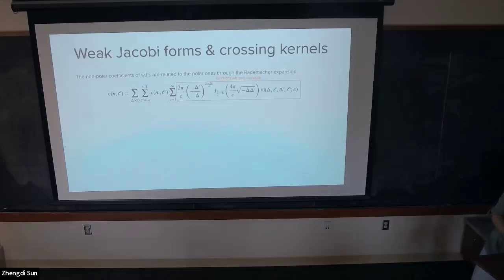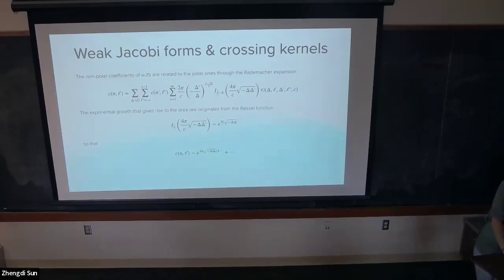And one important thing is that the Rademacher expansion encodes all the symmetry that is there in a weak Jacobi form. So it encodes the whole modular group and all the elliptic transformations. And this thing on the right is called a Kloosterman sum. It will not be very important today, but it's a well-defined function that you can compute.